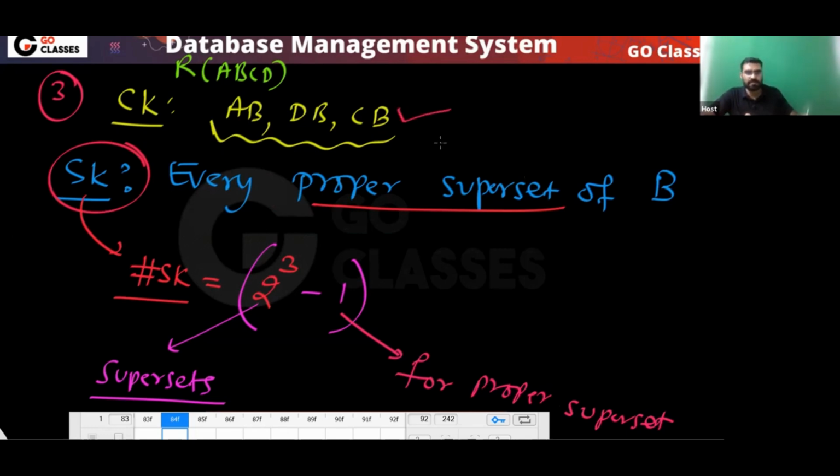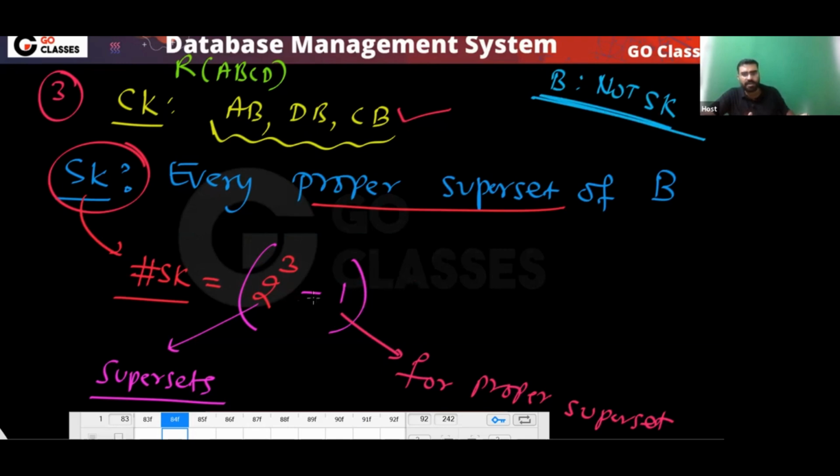Nikhil. Array, superset of B is also B. That is not a super key. B is not a super key, right? B is not a super key. So is this clear? So we should remove B. We are removing B here.